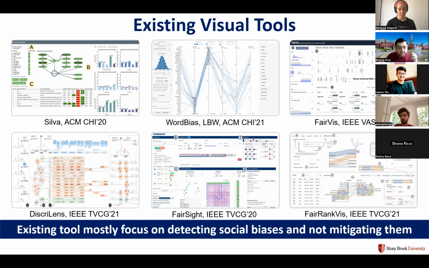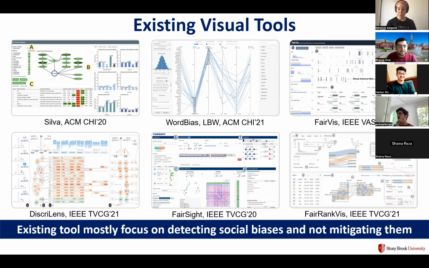The key point here is that most of these tools are focused on detecting social biases and not mitigating them. There are a couple of tools, I guess, in these existing ones that talk about mitigation, but the mitigation is pretty basic for these tools. In this particular work, the D-bias that I'll talk about today will go much further in how we can come up with a much more sophisticated human-in-the-loop debiasing algorithm.